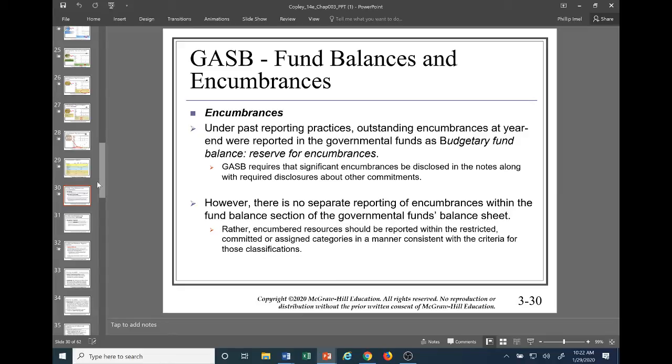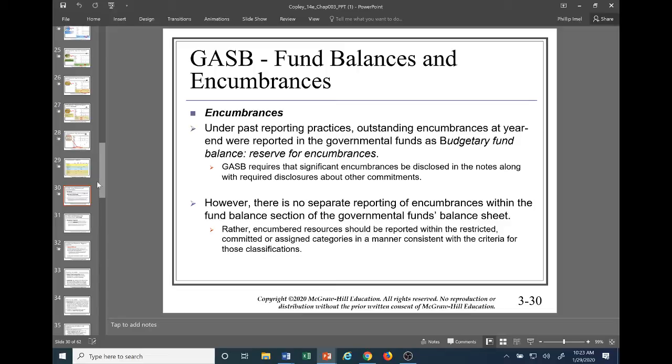So encumbrances. Under past reporting practices, outstanding encumbrances at year end were reported in governmental funds as budgetary fund balance reserved for encumbrances. Okay, we're going to get into all this. GASB requires that significant encumbrances be disclosed in the notes, along with required disclosures about other commitments. Okay, so encumbered funds means we've made a commitment, a purchase order has been placed.